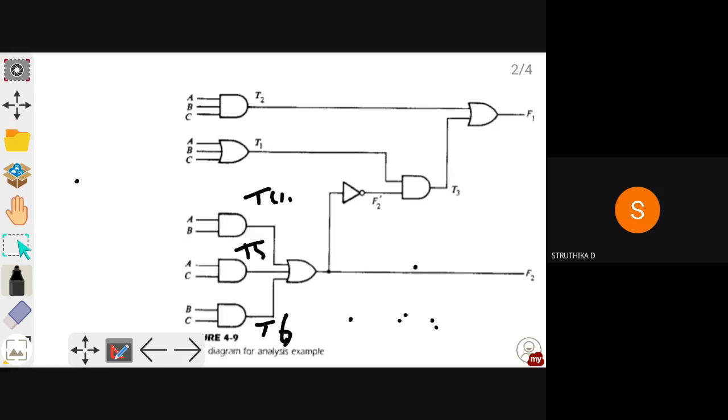So for analysis, that is you are going to analyze your circuit. So from the combinational circuit you have to obtain the truth table. So your truth table should contain all the outputs of gates.